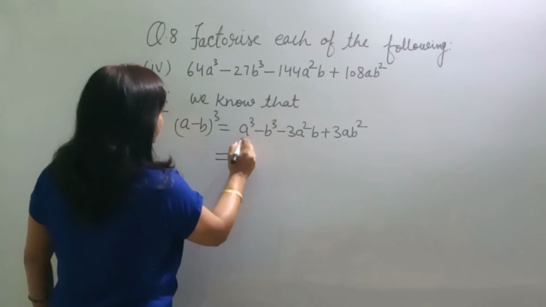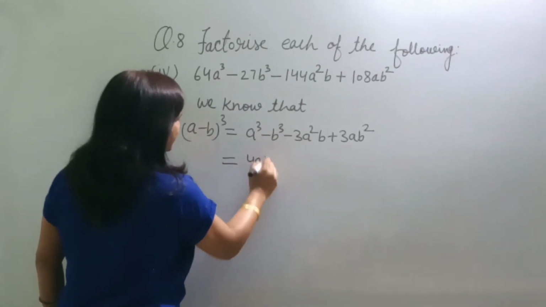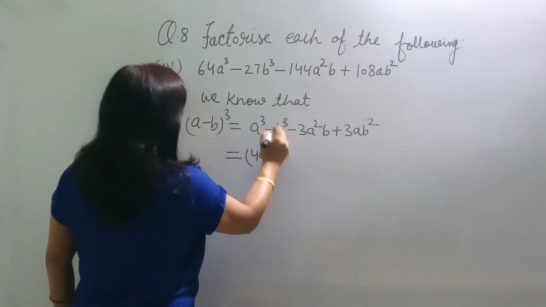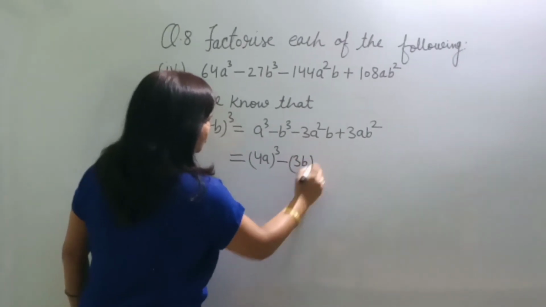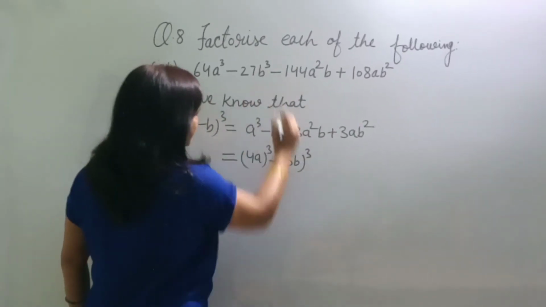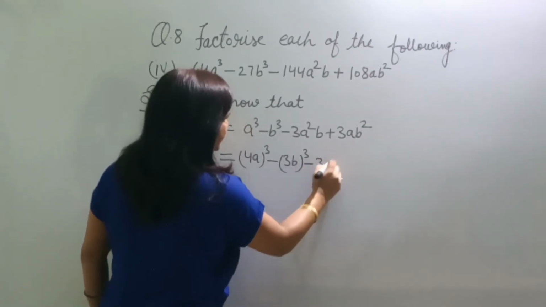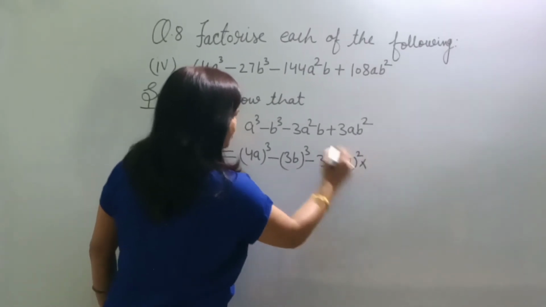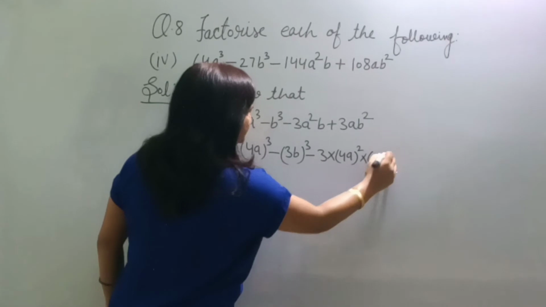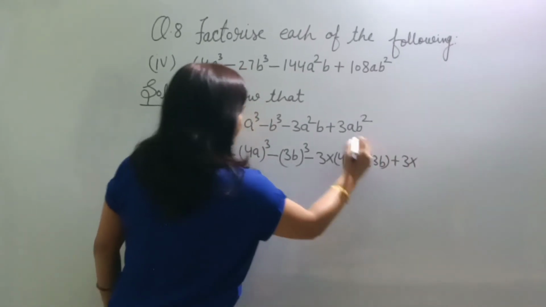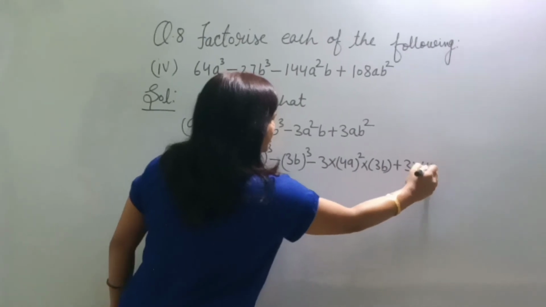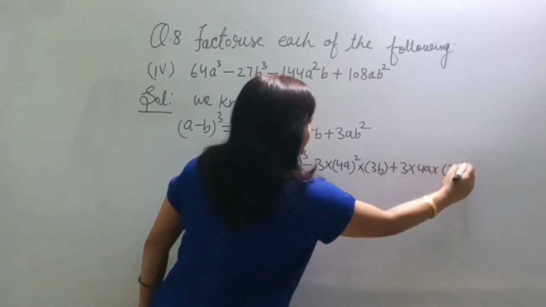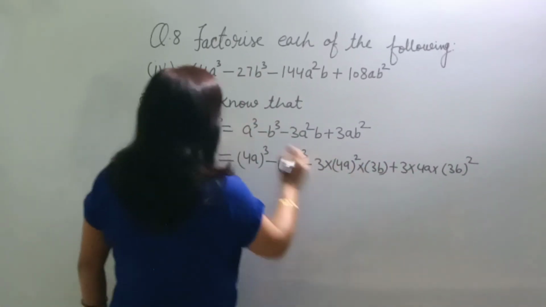So here we can write a cube, that means (4a) whole cube. When we solve it, 64a cube will come, minus b cube, that means (3b) whole cube. When we solve it, 27b cube will come, minus 3 into a square, that means (4a) whole square, into b, that means 3b, plus 3 into a, that means 4a, in place of b square we will write (3b) whole square. Now it is converted in the form of this expression.